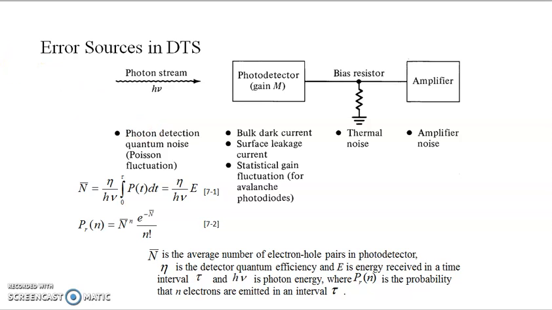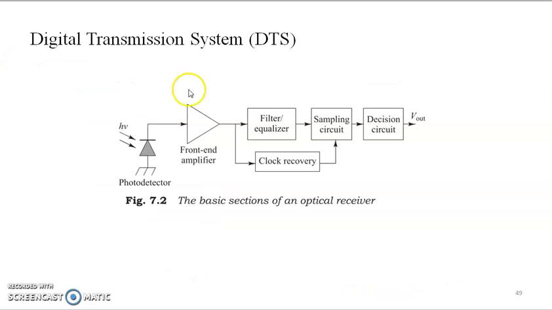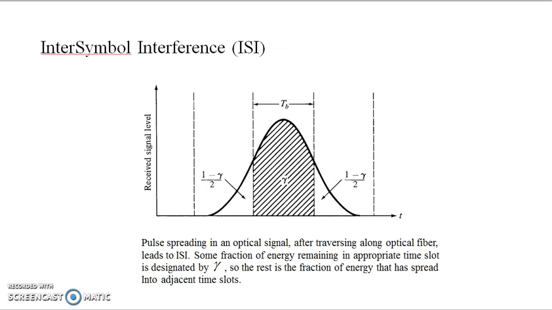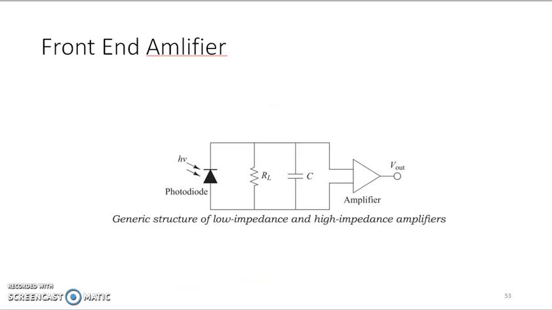If a decision is to be taken to receive the signal, here we have a decision circuit, and in a particular period of time we can measure the signal strength in the case of an optical receiver. So we can minimize intersymbol interference in this case, and we have a front end amplifier here.